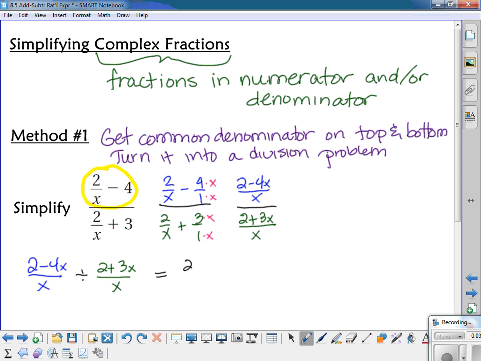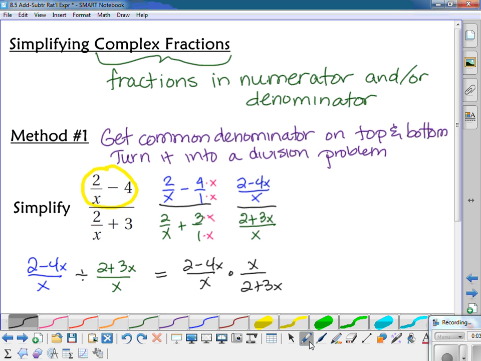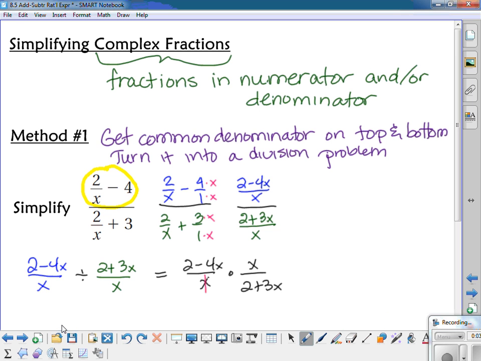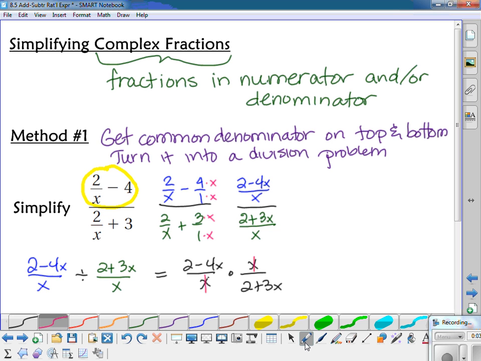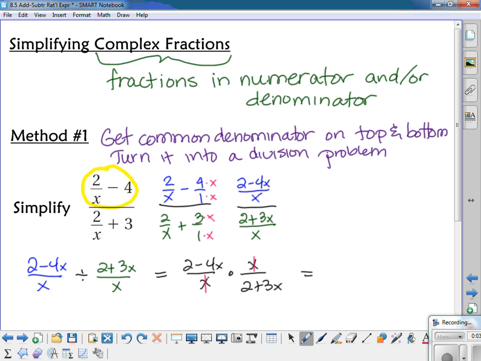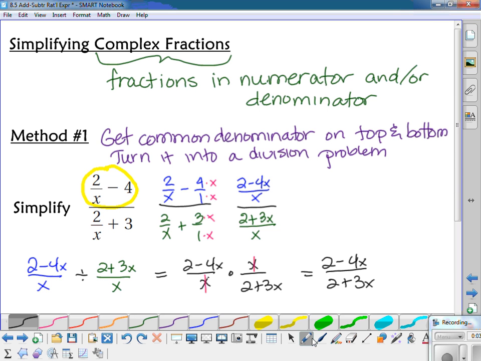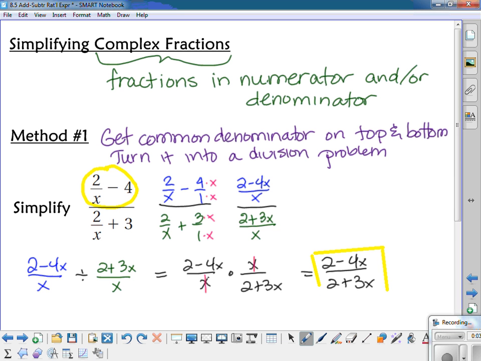So now it's going to be 2 minus 4x over x times x over 2 plus 3x. And if I look diagonally, I can divide out the x's. And so my final answer is just 2 minus 4x over 2 plus 3x. And that is the simplified form of that fraction.